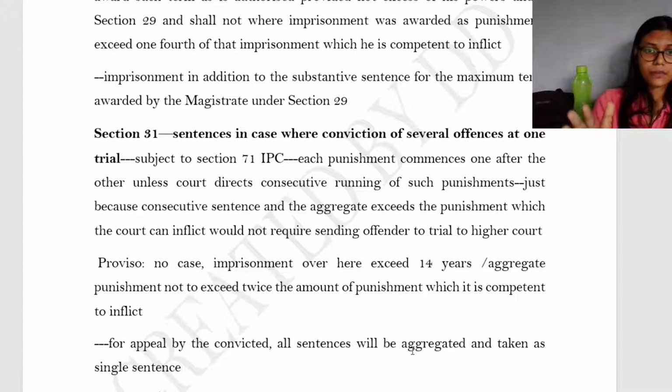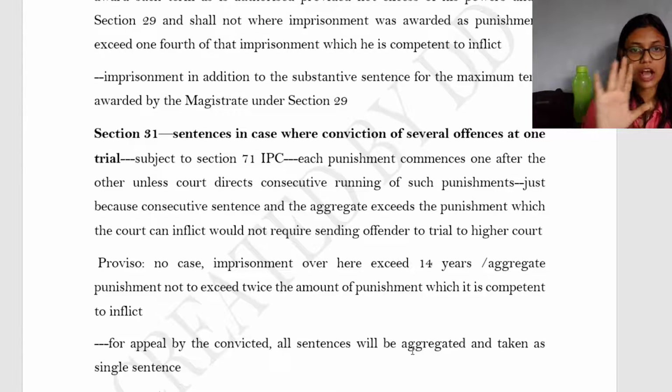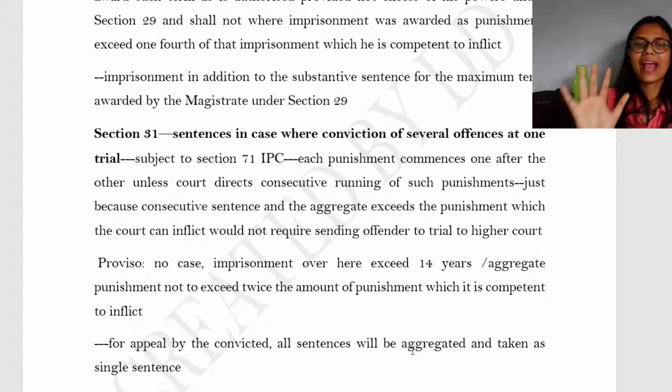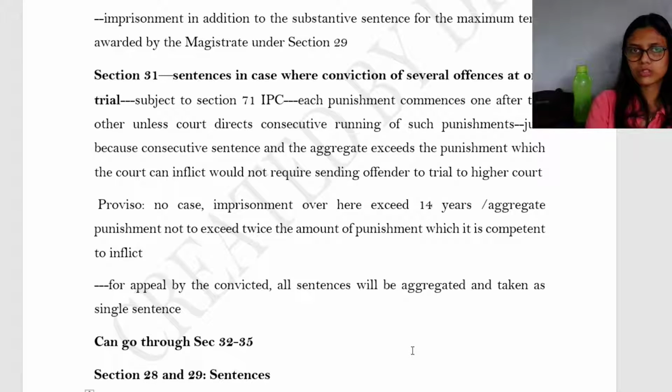Now, this does not mean that just because the aggregate in its total exceeds that, he has to send the offender to trial before a higher court. However, imprisonment over here should not exceed 14 years, or the aggregate punishment should not exceed twice the amount of punishment which that court was competent to inflict. And whenever a person has to appeal from such a sentence, all the sentences will be aggregated and taken as one single sentence. Then you can see sections 32 to 35. You can go through the Act if you want.